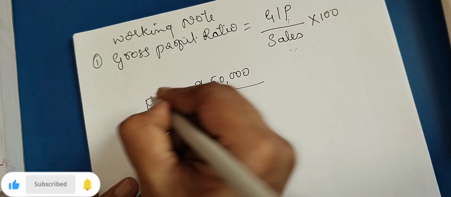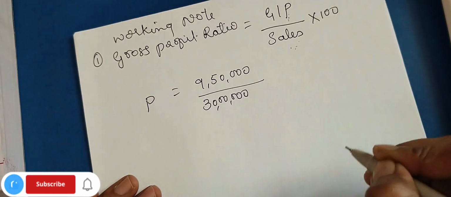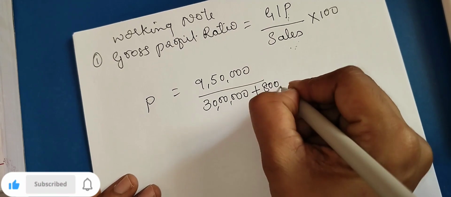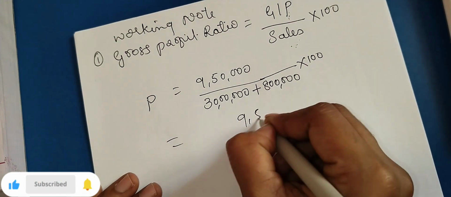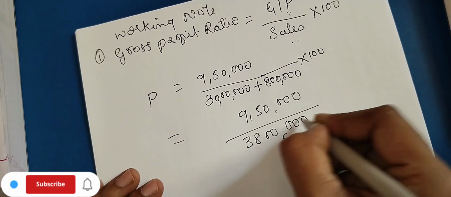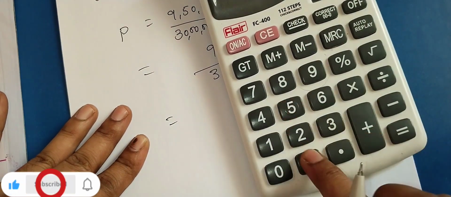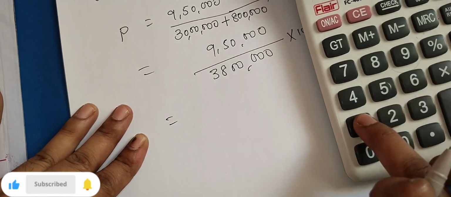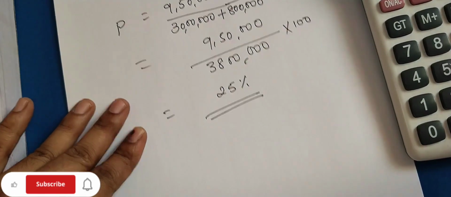GP divided by sales. Sales is 30 lakh, the normal sales, but there is an inter-department transfer of 8 lakh sales. So 9,50,000 divided by 38 lakh into 100. So the percentage of gross profit is 25%.